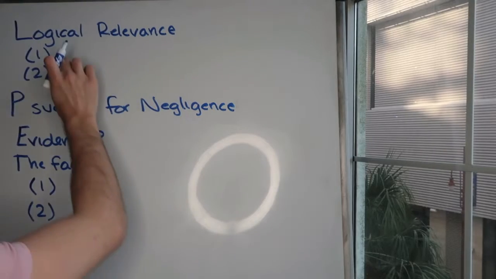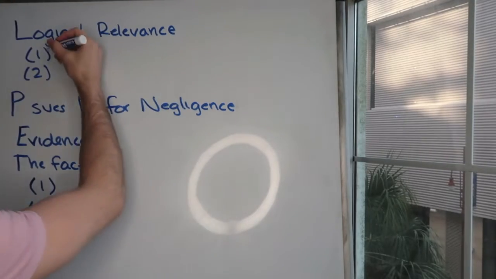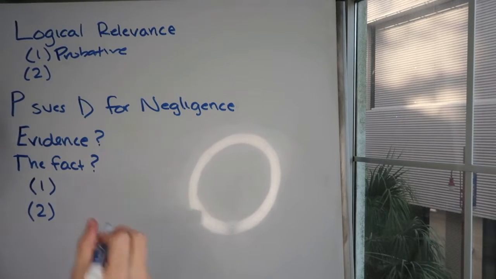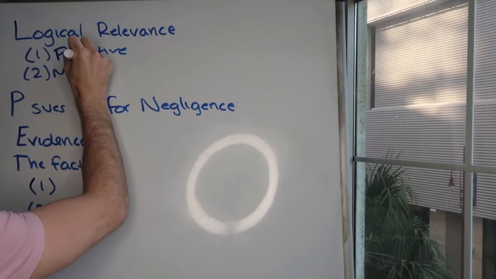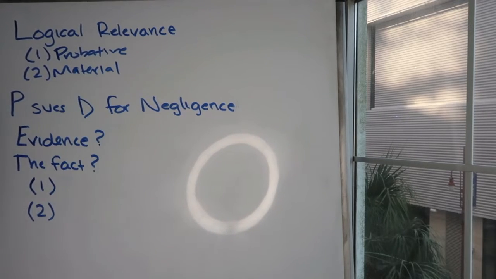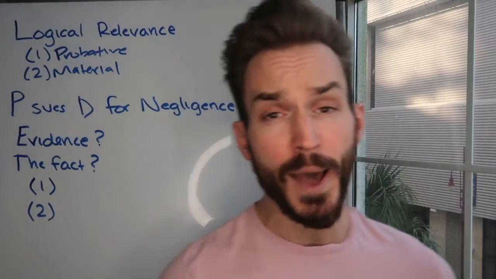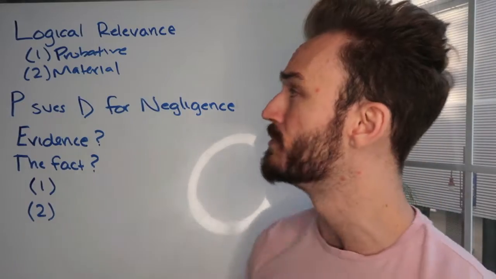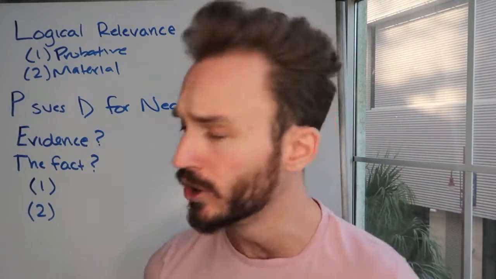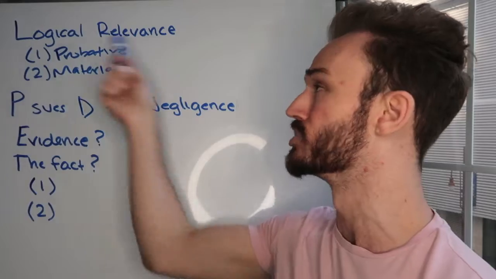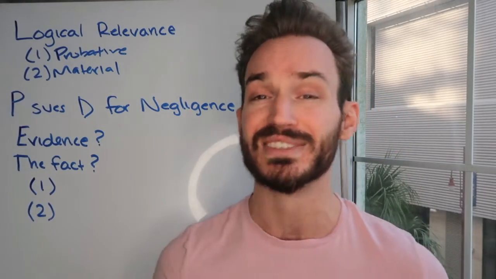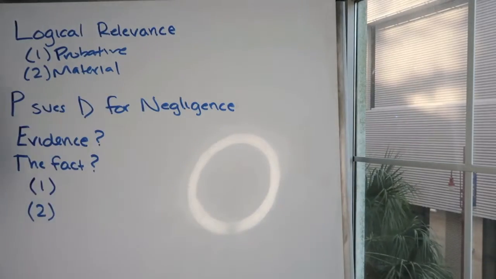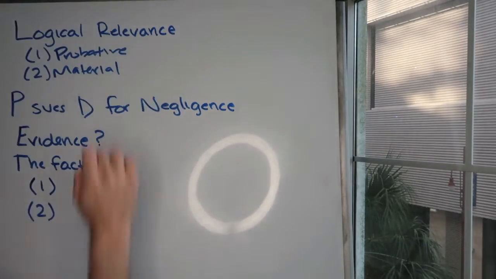Well, you're going to have to ask for each piece of evidence whether it's probative, and whether each piece of evidence is material. If a piece of evidence is both probative and material, then it is going to be logically relevant. But if either of these elements fail, it's not probative or it's not material, then it's not logically relevant. And of course, that piece of evidence is then inadmissible. It cannot be admitted. Okay, so how do we determine whether a piece of evidence is probative and material?